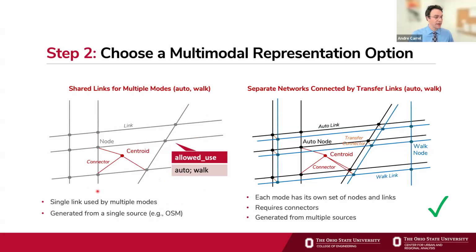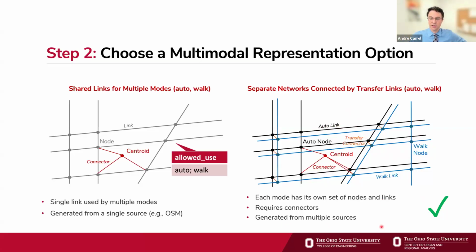And so this is the type of network representation that is good for when we're generating a network from a single source. On the right-hand side is the alternative, which is to have separate networks, one for each mode, that are overlaid on each other and connected by transfer links. So for example, in this figure, we're showing the auto network and the walking network and the places where you could move between the auto and the walking network.